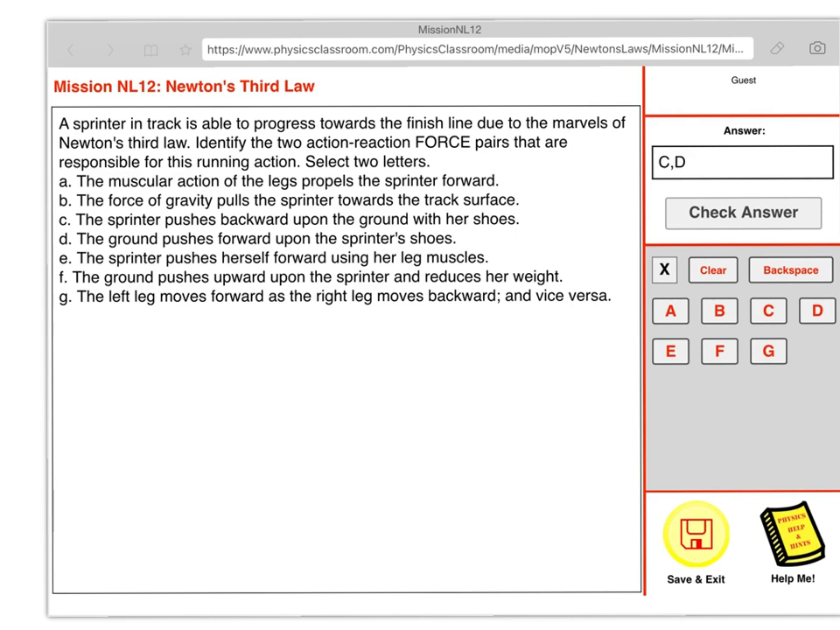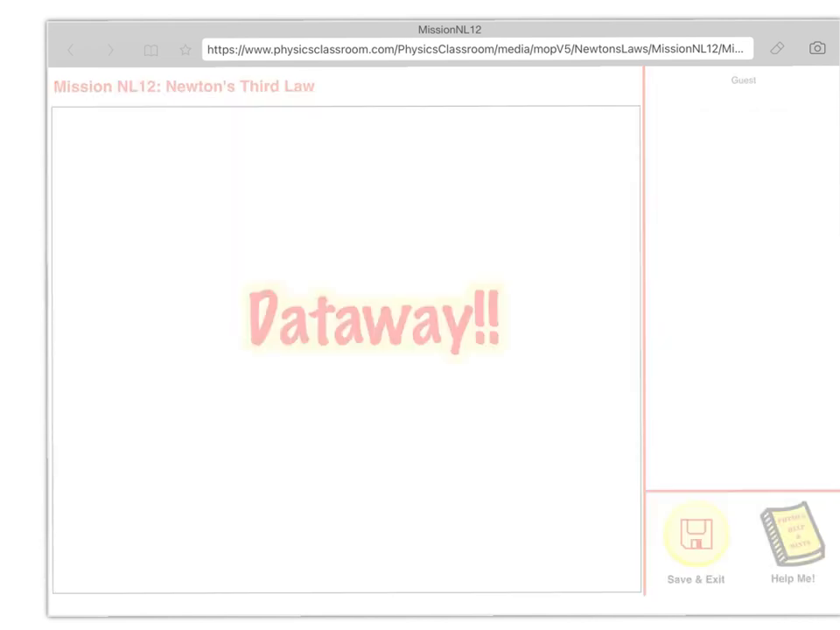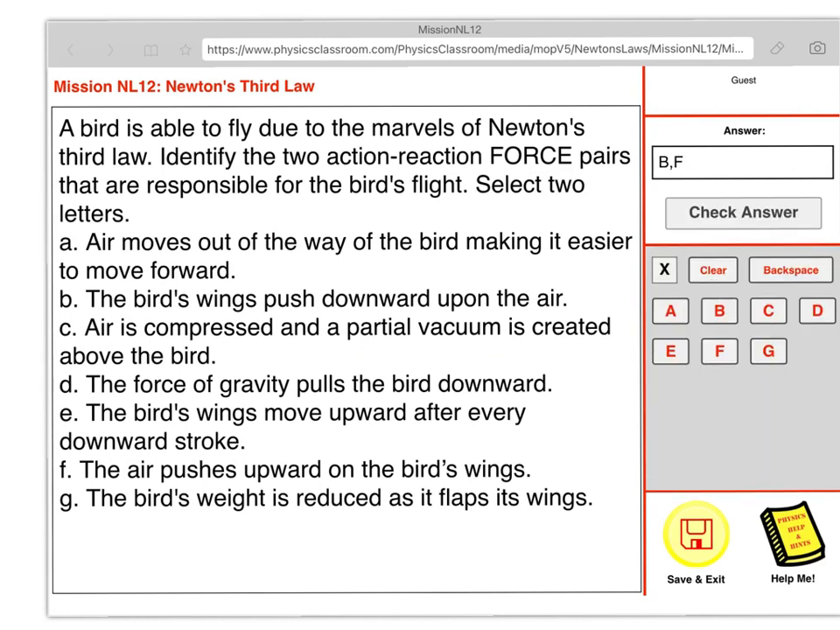The sprinter pushes on the ground in order to go forward, and the ground pushes back, right? If there were no traction, like on ice, the ground wouldn't push back, and the sprinter's leg would just slide out. So the force is equal and opposite between the sprinter's shoe and the ground. Okay, see if you can pick out the right answers without looking at mine. But you see what I picked? B. The bird pushes down on the air, and the air pushes up on the bird.